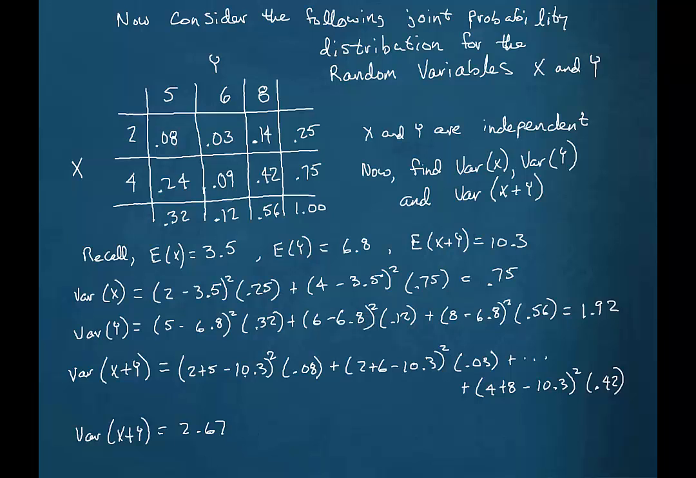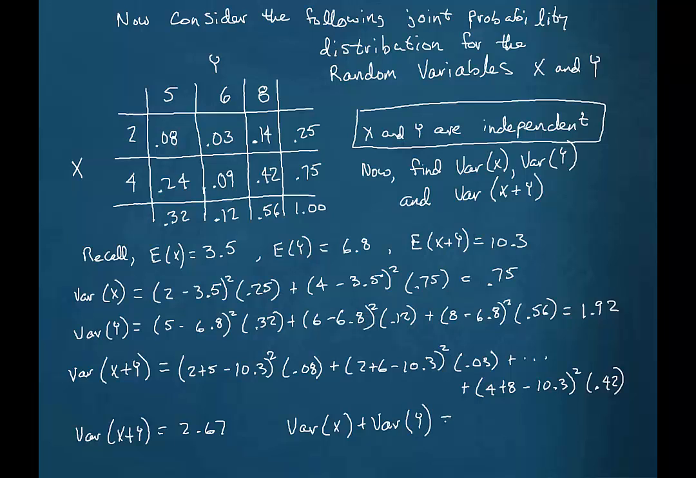Now we will note that this is equal to the sum of these two variances. So in other words, in this case, when x and y are independent, and this is an important qualification here, when x and y are independent, the variance of x plus the variance of y will be equal to the variance of x plus y.